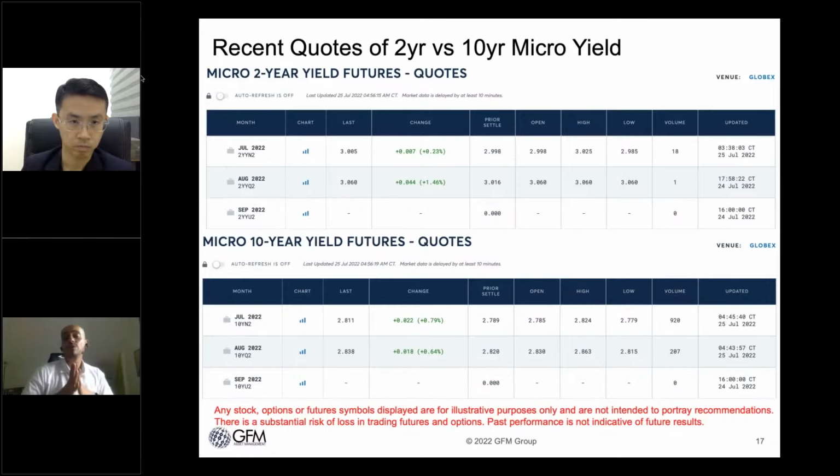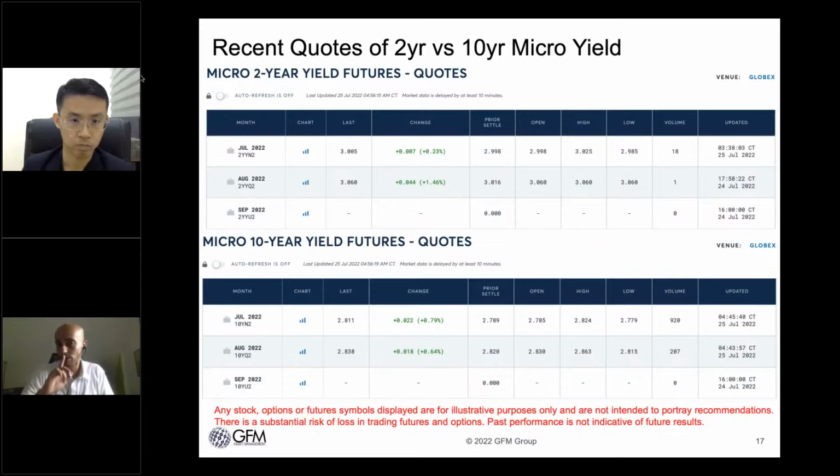The advantage of doing it with these micro yield futures is you no longer need to do anything called duration matching. You buy one, you sell one of the other, and you are matched point for point, because it's basically 1,000 US dollars per point of interest rate on these particular futures.